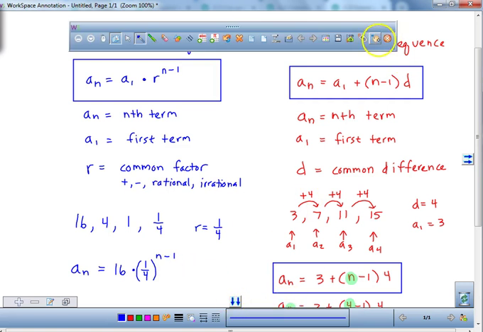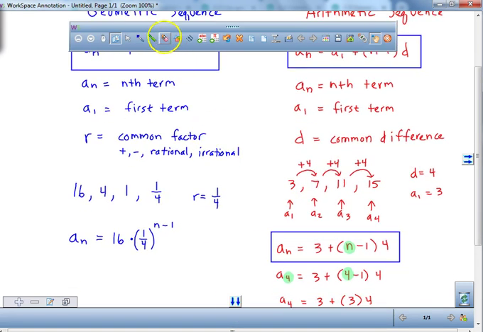If you're wondering, how do you find the common factor? You always take this number and divide it by the one that's previous. That's how you always do it. What's 1 divided by 4? Oh, 1 divided by 4 is 1/4. So that's how you find the common factor.